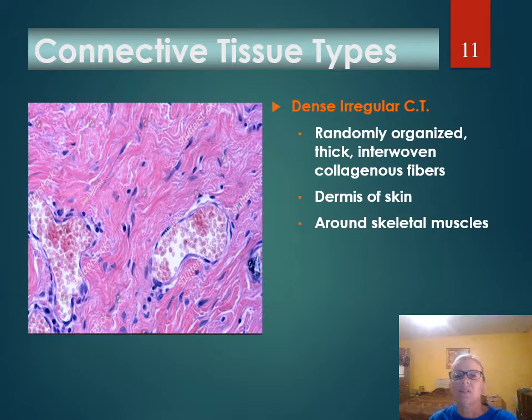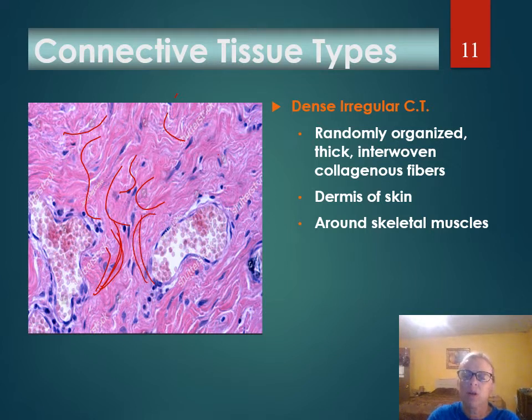All right, so dense, irregular connective tissue. The other one had very regular striations almost to it. This one, you can see, these are just kind of going all over the place. There might be some going the same direction here, but then they're going a complete opposite direction there. So this is irregular. They don't have any regularity to them. These are going to be thicker and more randomly organized, is another way to say that.